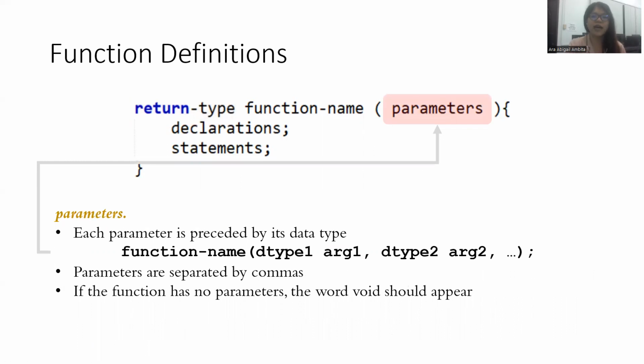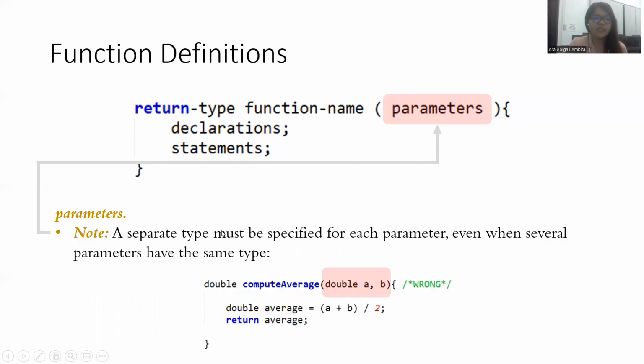Okay, so we also have the parameters. Each parameter is preceded by its data type. For instance, we have argument 1, argument 2. Each of these arguments should be separated by a comma, and each should have its data type. If the function has no parameters, then we indicate that it is void. A separate type must be specified for each parameter, even when several parameters have the same type.